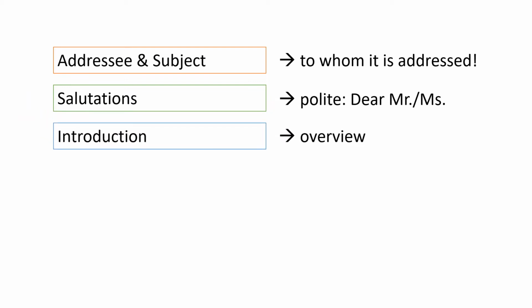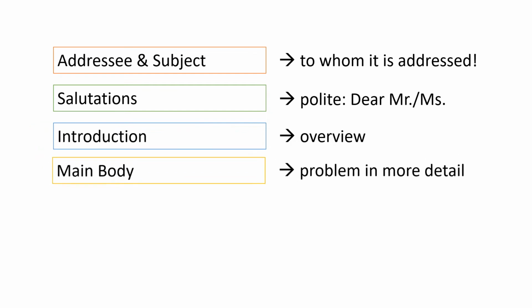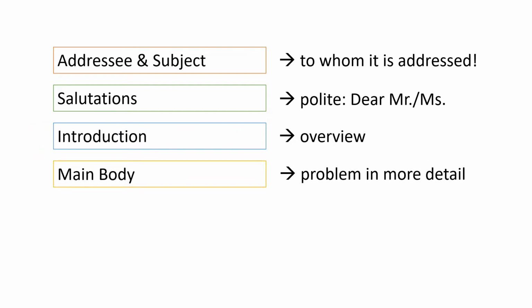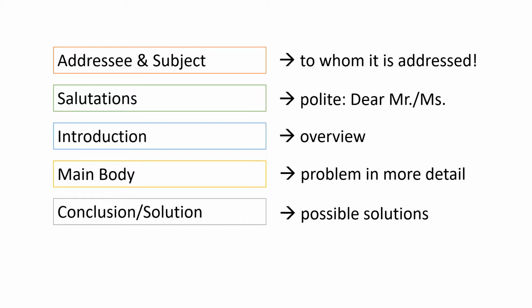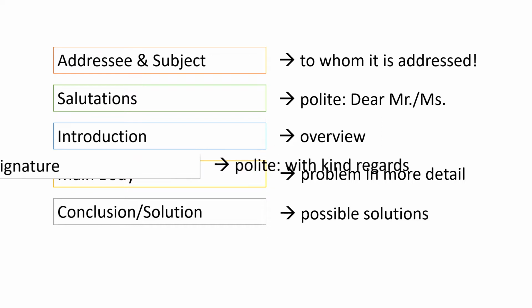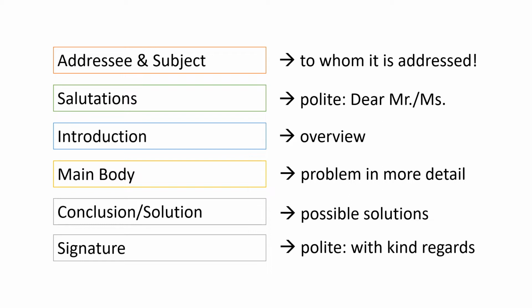In the introduction, you provide a quick overview of what the email is about. In the main body of the text, you outline the problem and the reason for your mail in more detail. You may show the company how angry and disappointed you are, but always stay polite. The conclusion is probably the most important part. Here you tell the addressee what you want them to do now. You provide possible solutions. In the signature, we're again very polite. Okay, let's get started.